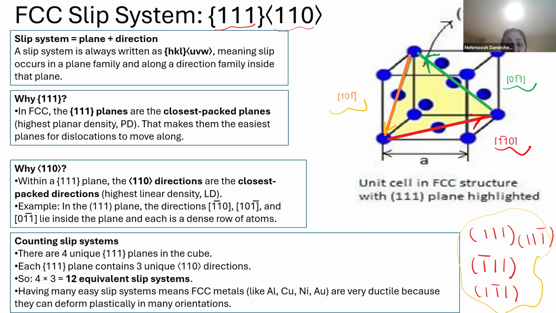Having many slip systems means FCC metals such as aluminum, Cu, nickel, Au, or gold are very ductile because they can deform plastically in many orientations.